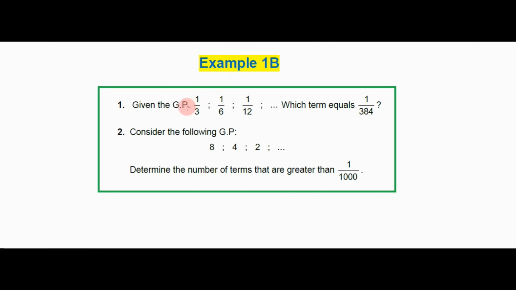Example 1b deals with finding the number of terms. So in the first question here, we are given this GP, so we are told that this is a geometric progression, and we need to work out which term equals 1 over 384. So let's look at this question.